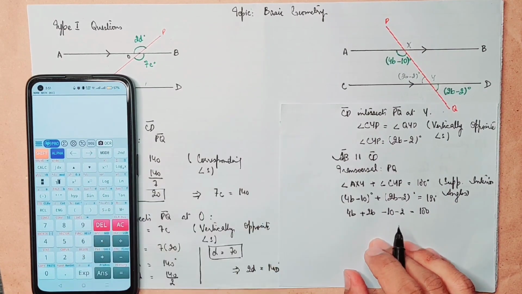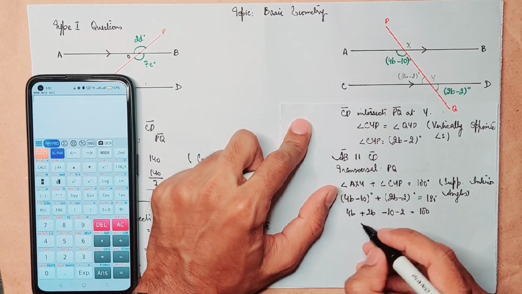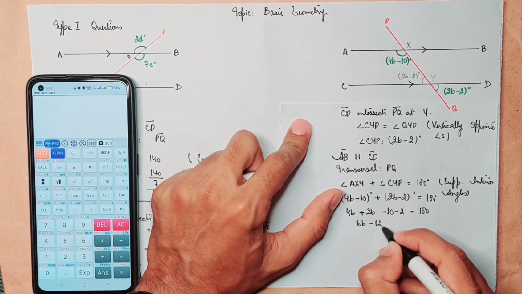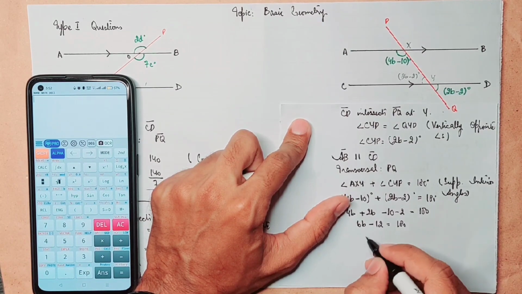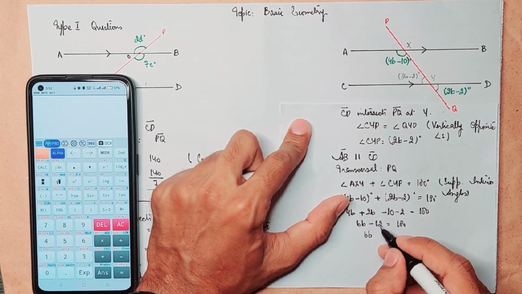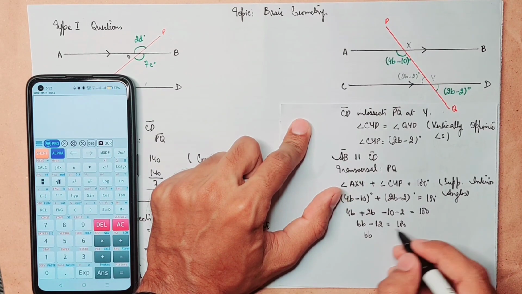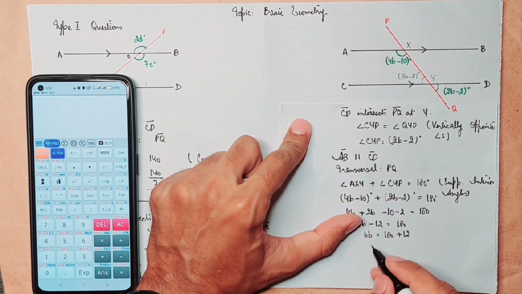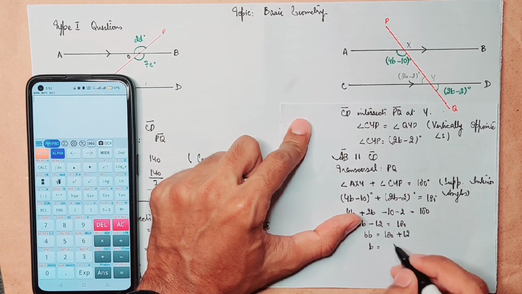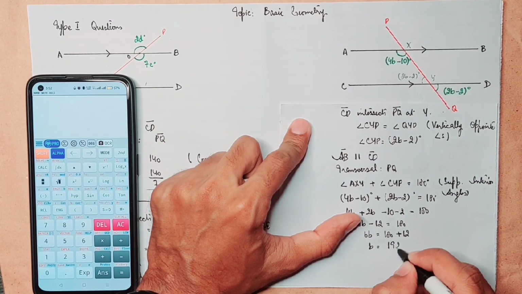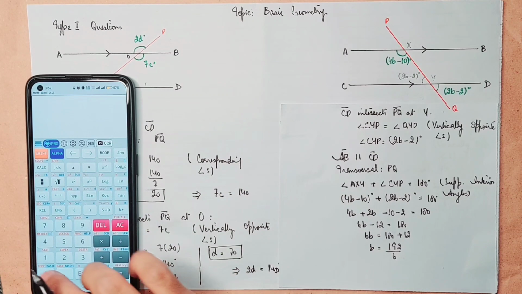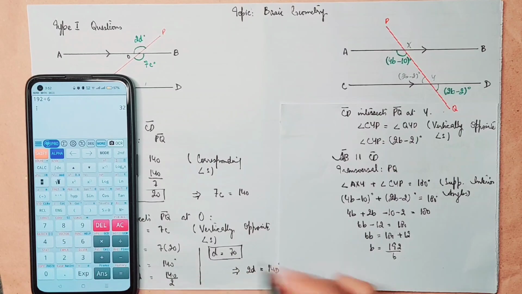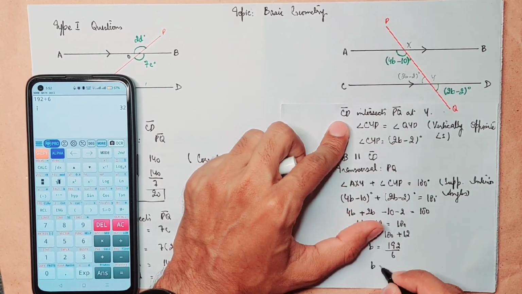So 4b plus 2b gives me 6b, and minus 10 minus 2 gives me minus 12. So this equals 180 degrees. The 12 is being subtracted here, so it would be added on the right side of the equation. It gives me 180 plus 12, and 6 is being multiplied with b, so that is divided over there. So it is 192 divided by 6. Using the calculator, 192 divided by 6 gives me 32. So b is equal to 32 degrees.